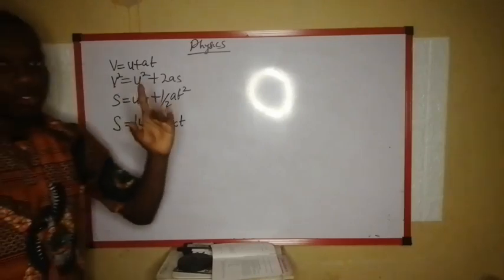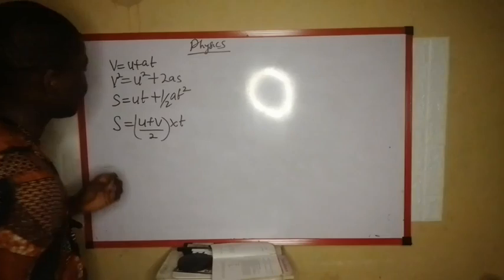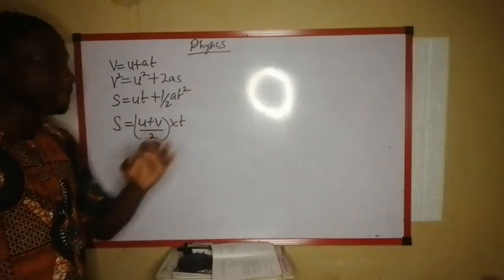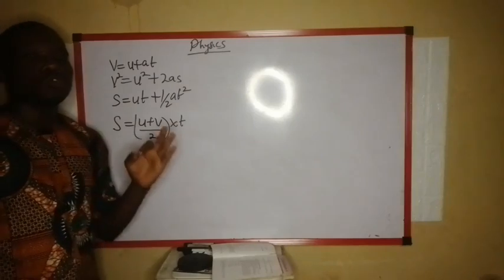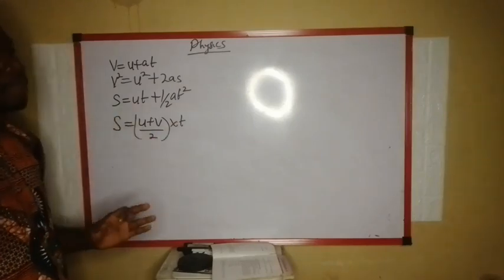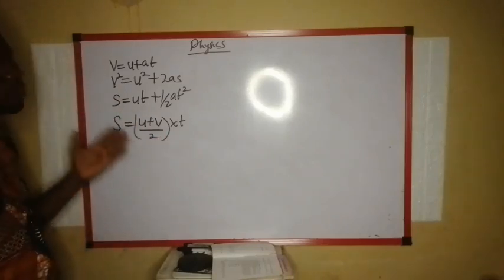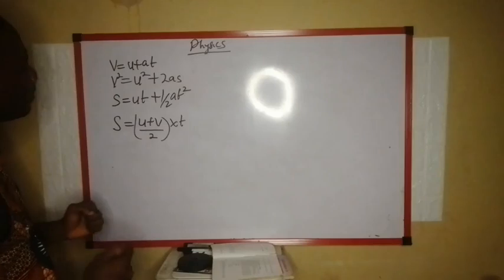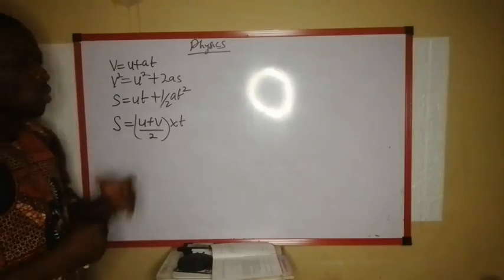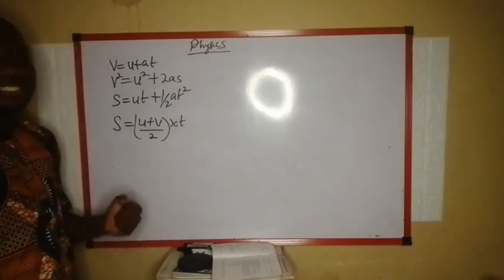V equal to U plus AT. V square equal to U square plus 2AS. S is equal to UT plus half AT square. Then we have S is equal to U plus V over 2 times T. These equations are very valuable to you. Take note of them. Now, some of you may be asking, what does V mean? What does U mean? What does A mean? What does T mean? All these things are questions.